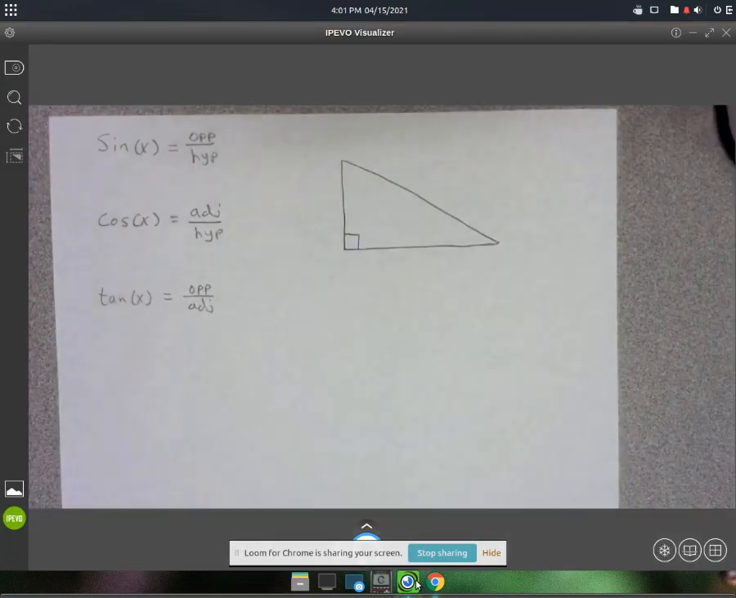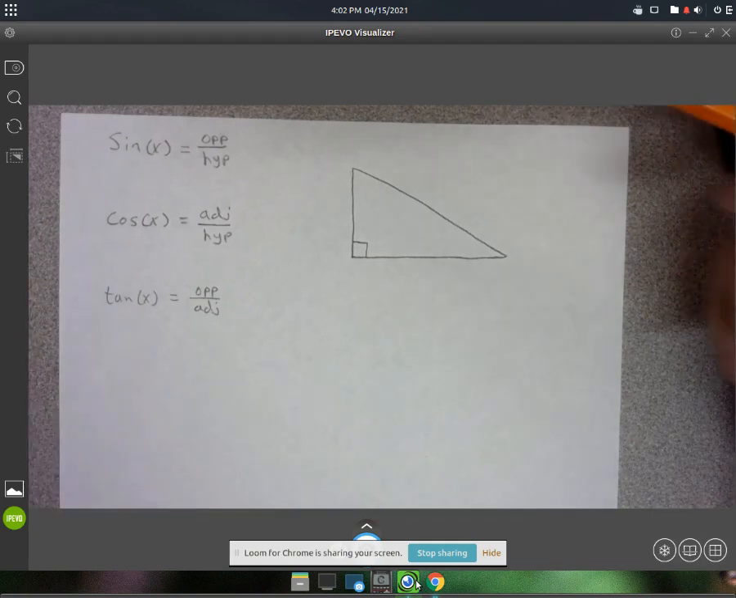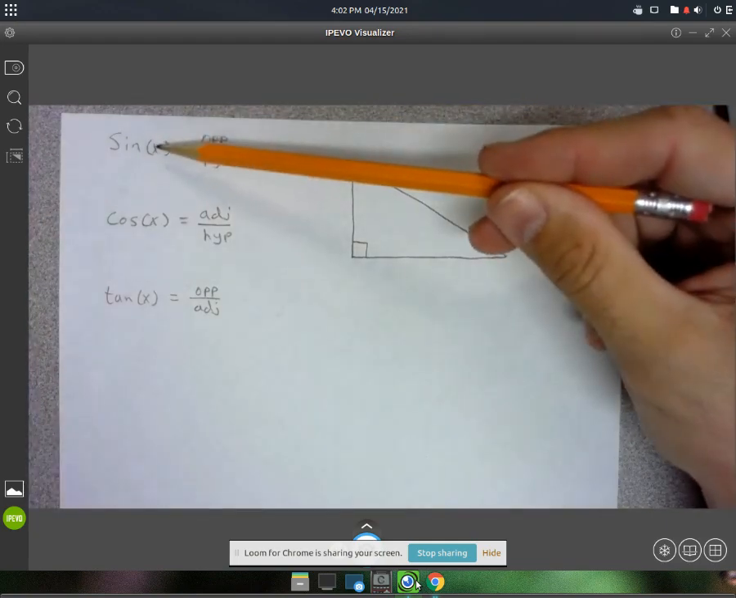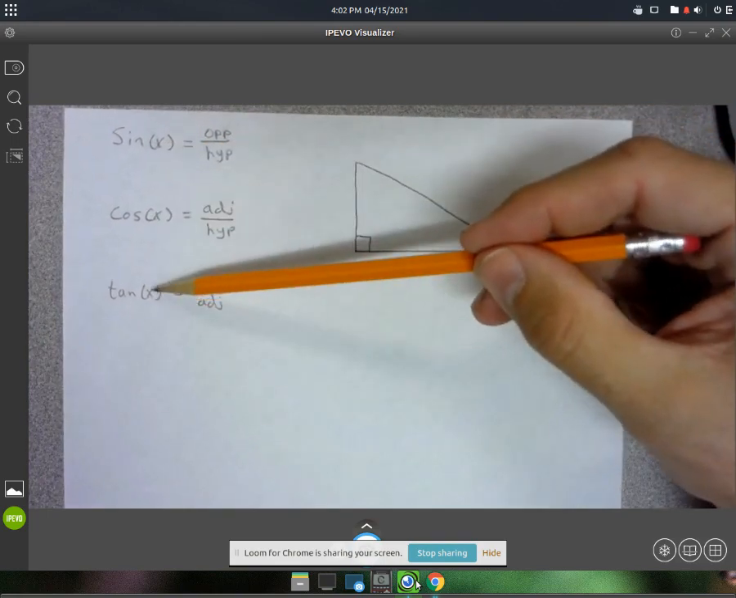All right, hey Kylie. So a little bit of a trig intro. This will probably be just enough to make it confusing, or just enough to make you dangerous. Not sure. All right, so these are your three main trig functions: sine, cosine, and tangent.